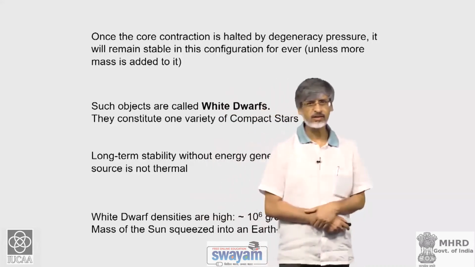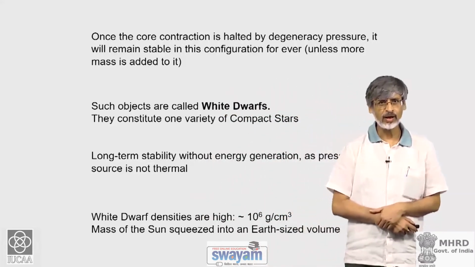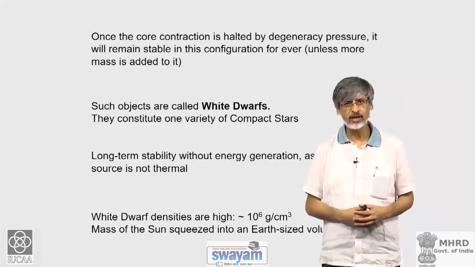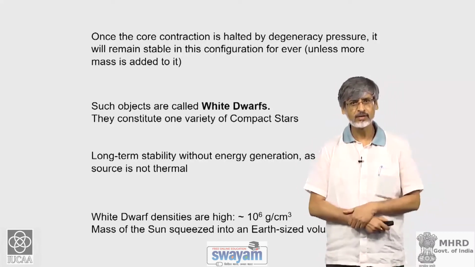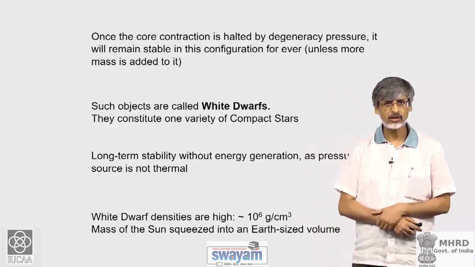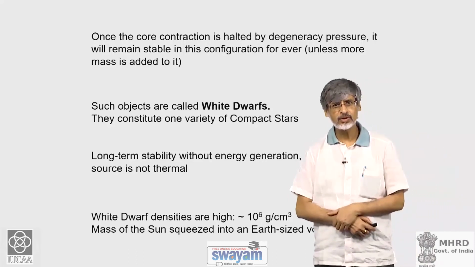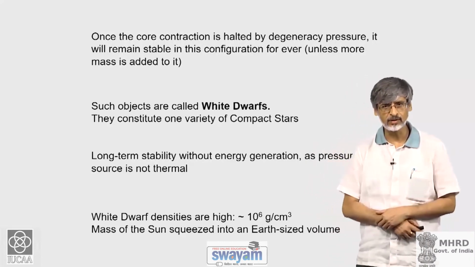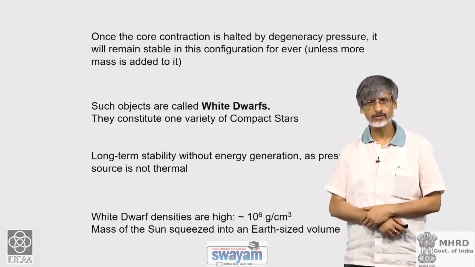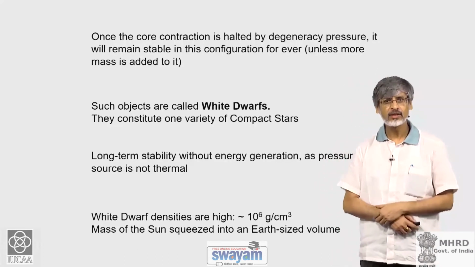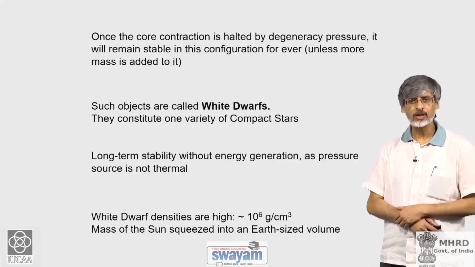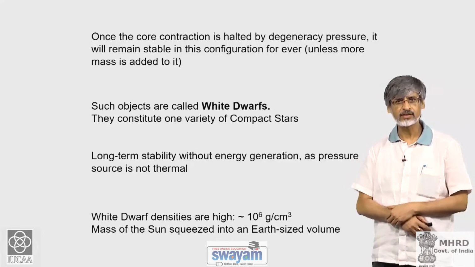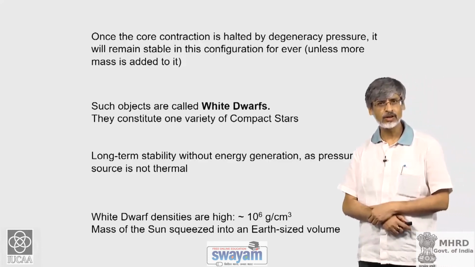So, these objects where you have configurations which are held by electron degeneracy pressure are called white dwarfs. These white dwarfs constitute one variety of compact stars. So, the white dwarfs is a family of compact stars. Here we have long term stability of the star without energy generation, as pressure source is not thermal.